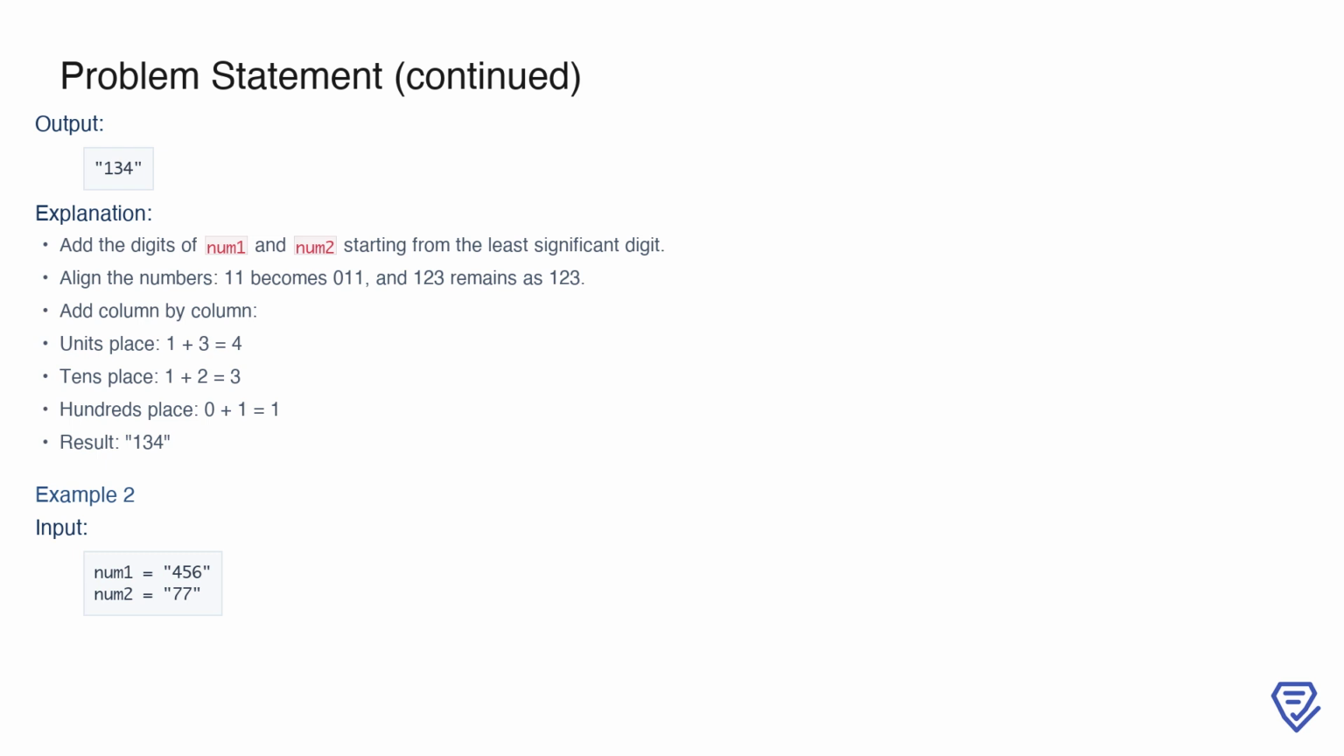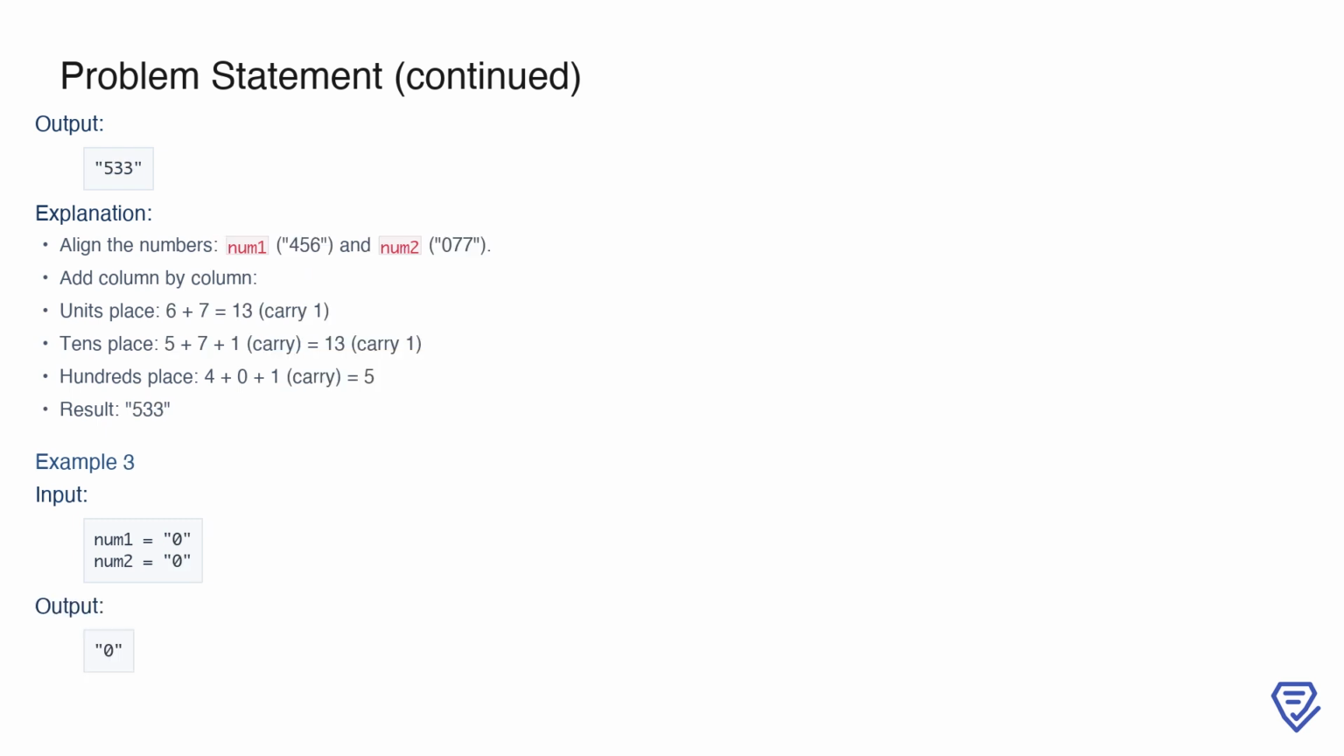To understand how this result is obtained, let's break it down step by step. First, we align the numbers by their least significant digits. Since number 1 is shorter, we pad it with leading zeros, making it 011. Now, we add the digits column by column starting from the rightmost digit. At the units place, 1 plus 3 gives 4. At the tens place, 1 plus 2 gives 3. Finally, at the hundreds place, 0 plus 1 gives 1. Combining these results, we get the string 134. This process highlights the importance of aligning digits properly and performing addition column by column.